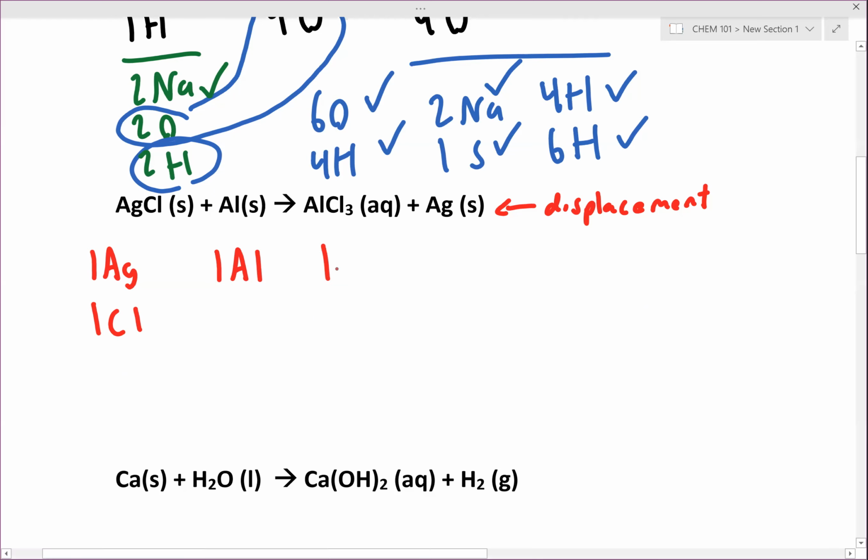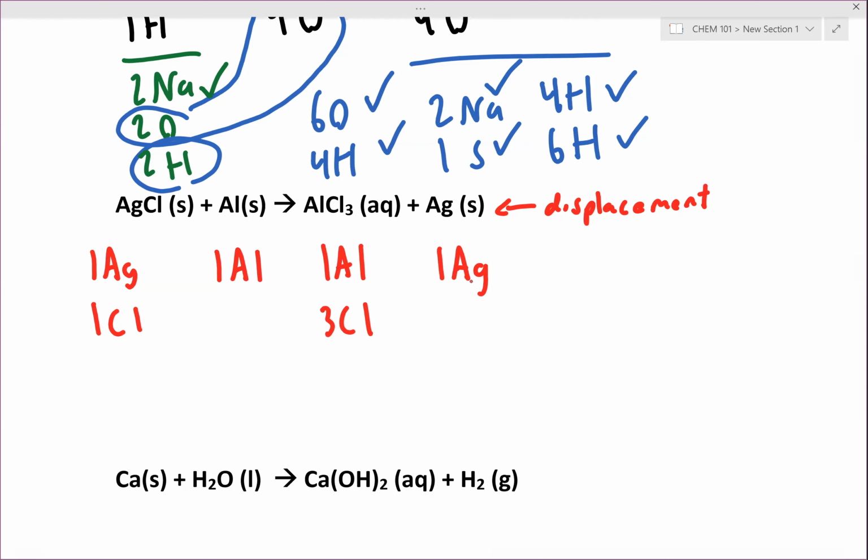I have 1 aluminum, and how many chlorines? 3. Okay, and in silver solid, I just have 1 silver atom. So, remembering our rule of thumb, what do we balance last? What do we want to save till the end? Yes, pure elements, exactly. So we'll leave aluminum and silver alone for now.